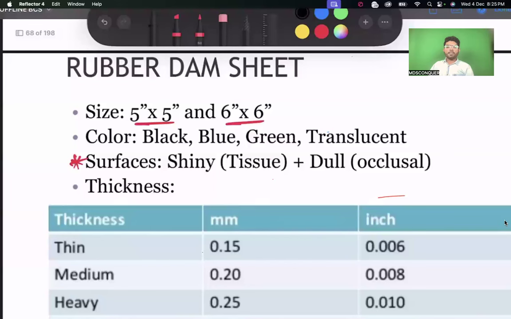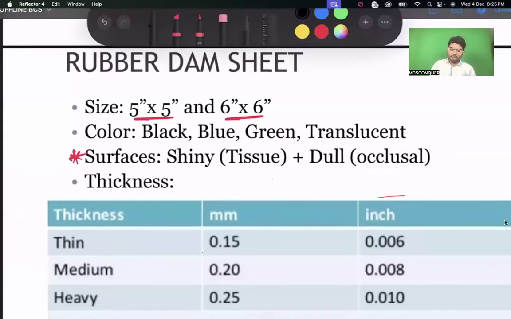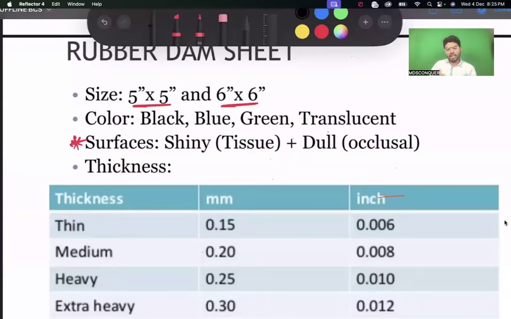A little bit about rubber dam sheets. Again, we are going to do the extensive part in pedo. So normal rubber dam sheet dimensions are 6 into 6 for an adult. For children, it is 5 into 5.